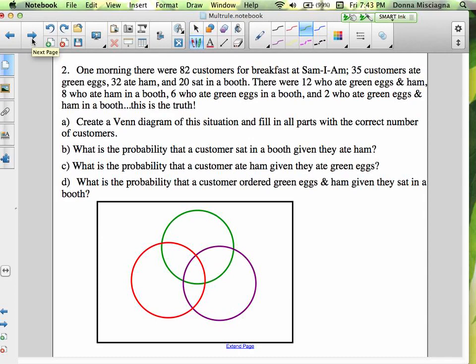There's my dramatic reading for you. I could be drama. All right, so the green eggs is going to be the green circle.